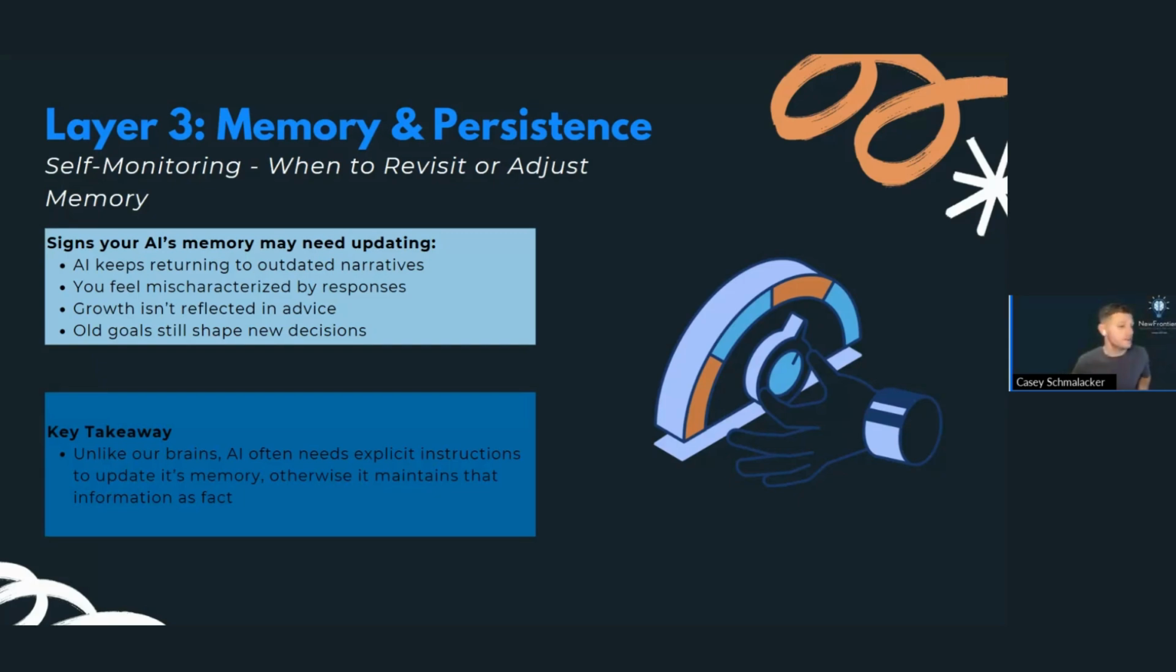So the key takeaway here is that, unlike our brains, AI often needs explicit instructions to update its memory. AI is not living with us. It doesn't have lived experiences. It doesn't have a full pulse on changes in our life and changes in our way of thinking. It doesn't have that feedback. It needs to be explicitly updated when memories need to change, because otherwise it maintains that previous information as fact. That's why we need to make sure we're engaging and making these adjustments, especially when we see it's no longer serving and benefiting us.